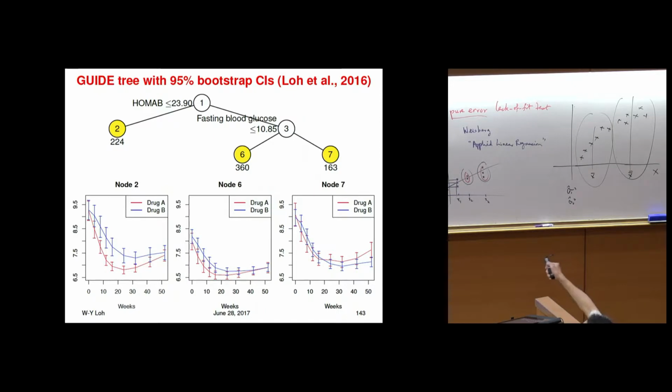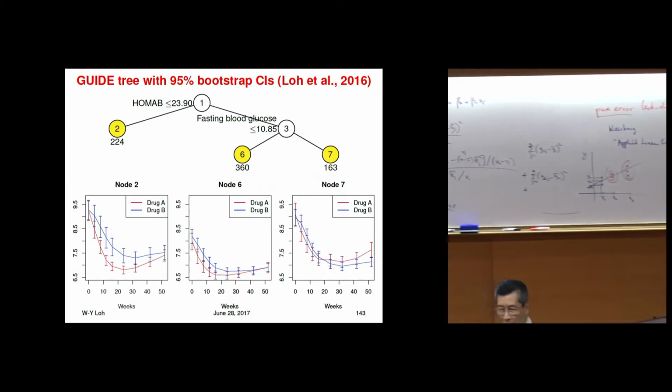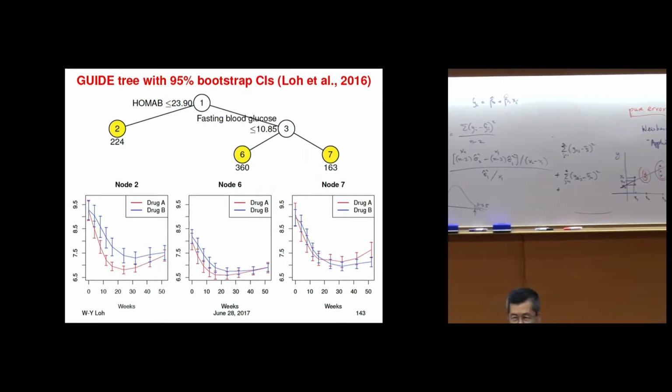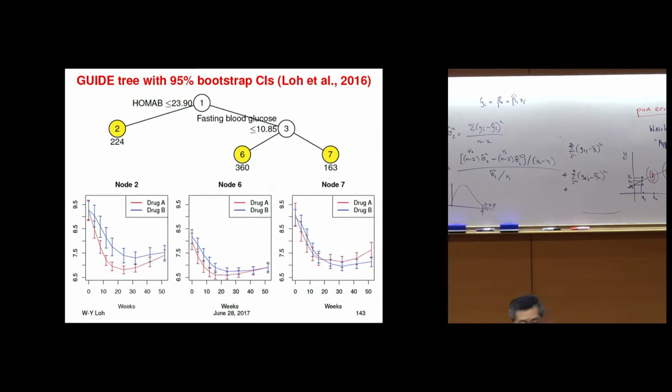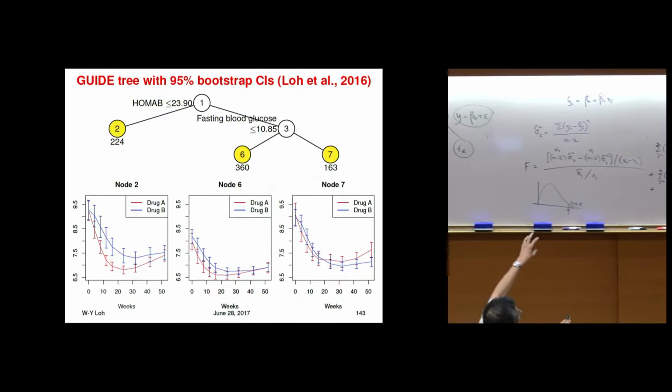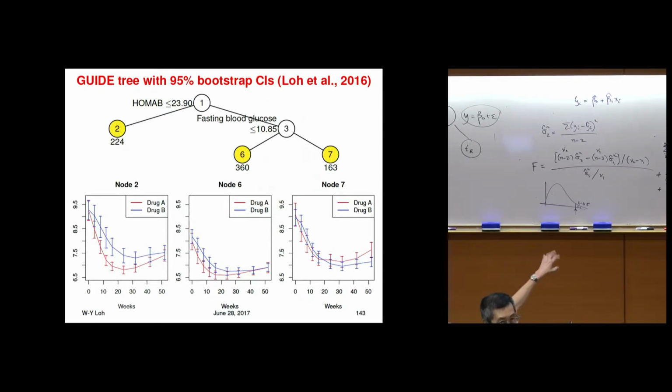Now over here, HOMA B is higher, and then the question is fasting blood glucose. If it's low or it's high. If it's low, then drug A is still better than drug B, but the two curves are a bit lower than this. So fasting blood glucose is, I think, a measure of how much blood sugar is in your body when you do not eat. There's no surprise that this is lower, because these people can control their blood sugar a little bit better than those.